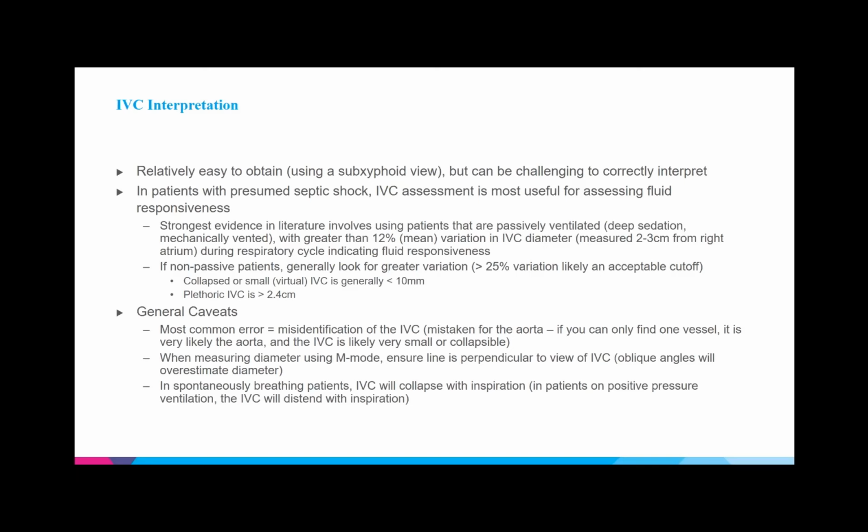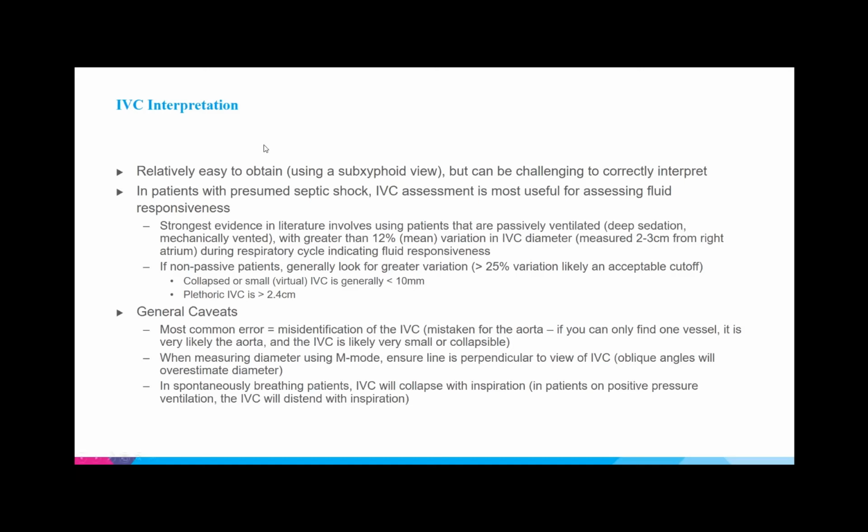And you can use the M mode feature of ultrasound to measure the diameter. Just like if you're using it to measure the pericardial effusion, you want to measure it by ensuring that the IVC is perpendicular to the line used, because if you have oblique angles, it'll overestimate the diameter.